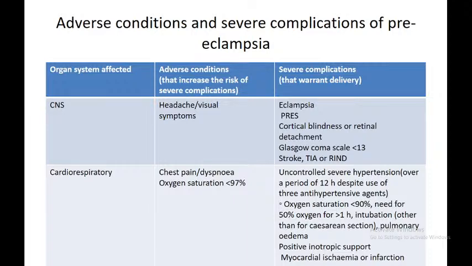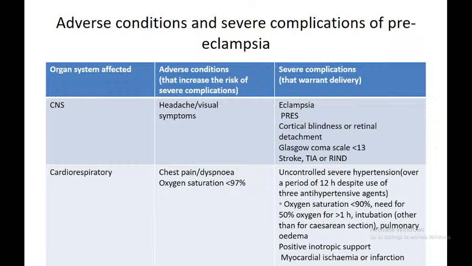So why are we worried about this condition? Because preeclampsia is associated with various adverse conditions and severe complications. So almost all organ systems are affected because this is a multi-system disease. So having seen or done with the etiology, we move on to the various complications, the adverse conditions and the severe complications that we see with this condition.